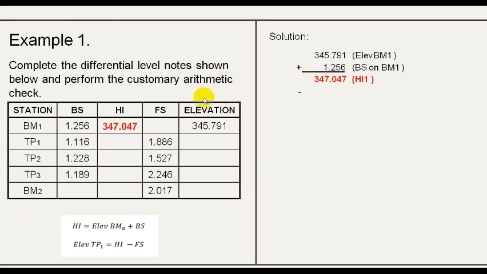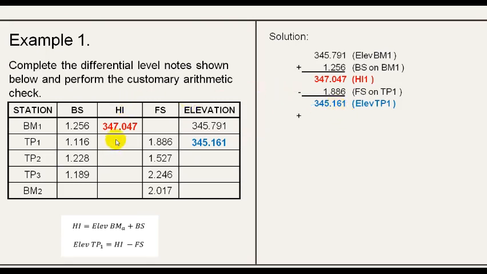Then, next, second formula, elevation of turning point 1 is equals to HI, which is equals to 347.047 minus foresight. Ito foresight ni 1.886. So, which is equals to elevation sa atong turning point 1. So, natay 345.161 meters above mean sea level. Makuha na atong elevation of turning point 1.